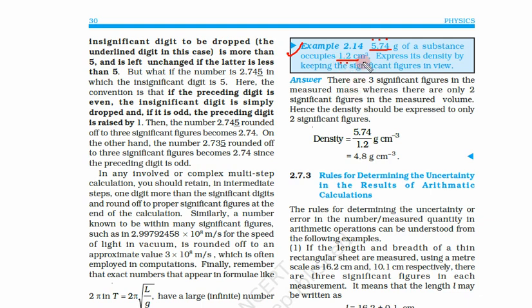So whatever the answer we get, we have to round that off to two significant figures. So there are three significant figures in the mass, but only two significant figures in the volume. That's why the density should be expressed only up to two significant figures. So density is mass upon volume. So when we calculate, whatever the number we get, after that we have to round it off to 4.8 gram per centimeter cube.